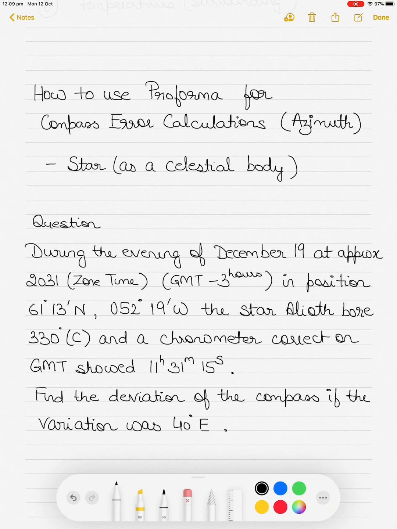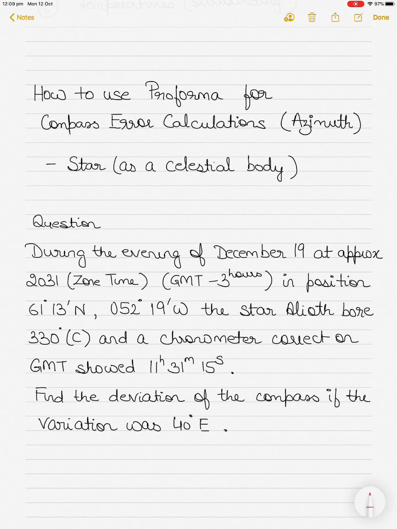So in today's question we have a star as a celestial body, and we'll be using the proforma for calculating the compass error using the azimuth method. We have two methods of calculating compass error: the amplitude and azimuth methods. Today we'll be using the azimuth method, and of course, like I said before, we'll be using a star as the celestial body.